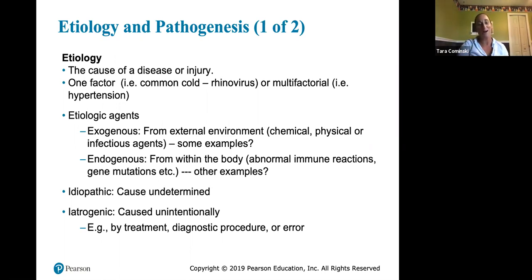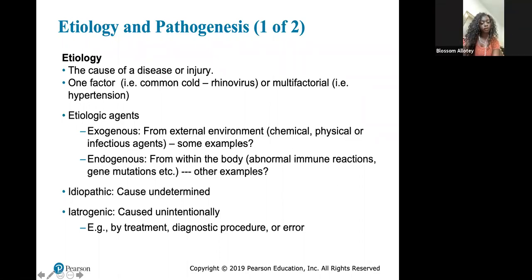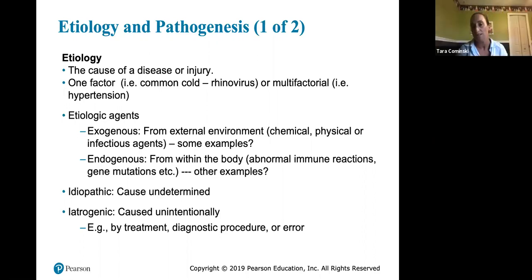But there are also diseases that can be caused by a medical mistake, right? And we call those iatrogenic. So those are things to think about as well. And then I also tell you guys to think about some different examples of exogenous agents that can cause disease. I have them broken down into 3 different categories.